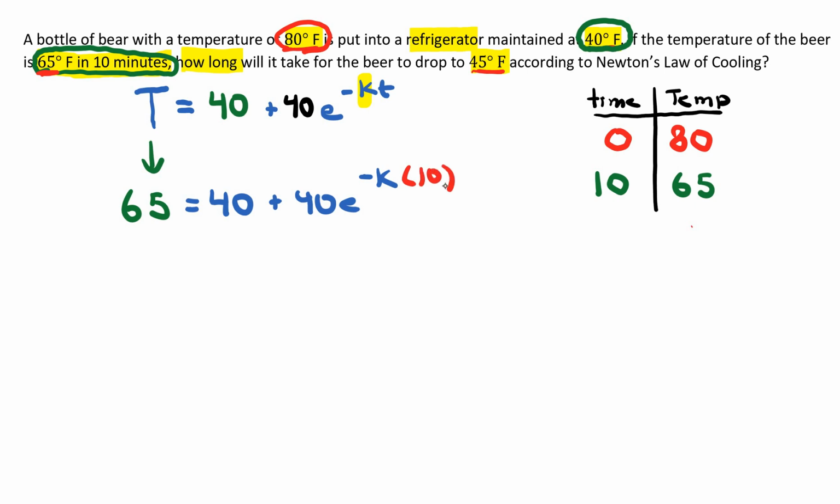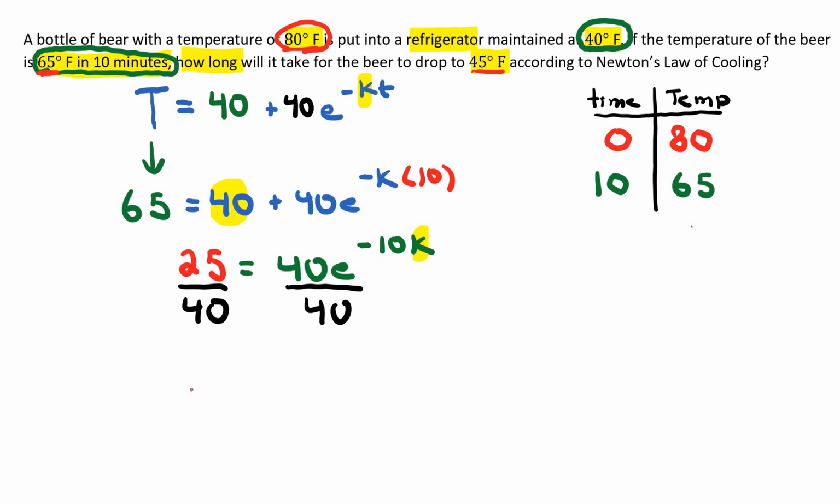What we're going to do now is solve for k. If I subtract 40 from both sides, we're doing 65 minus 40 equals 40e to the negative 10k. And 65 minus 40 is going to be 25, so I'll erase this and write down 25 over here. Our goal now is to solve for the k variable, and I can divide both sides by 40.